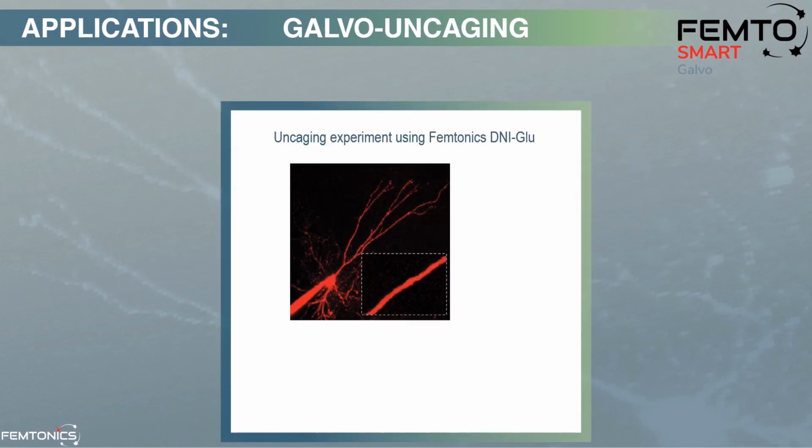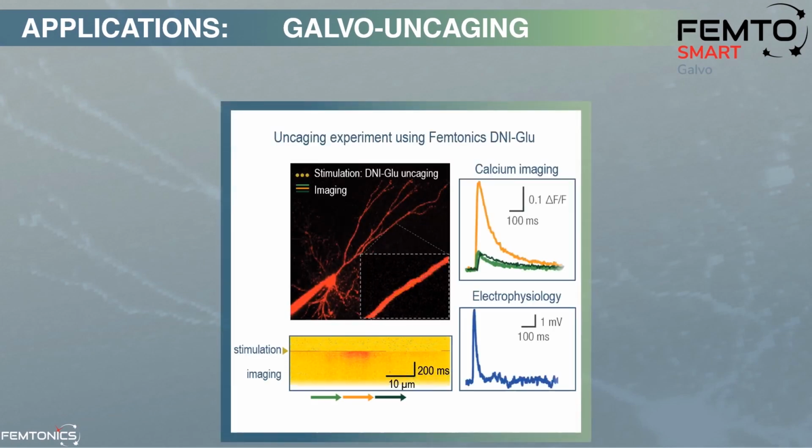Another useful application of Galvo scanning is uncaging. On this slide, you can see images from a mouse brain slice preparation where we used a caged form of glutamate developed by Femtonics called DNI glutamate, and we uncaged it by applying a specific Galvo scanning-based point stimulation pattern, which you can see in yellow.